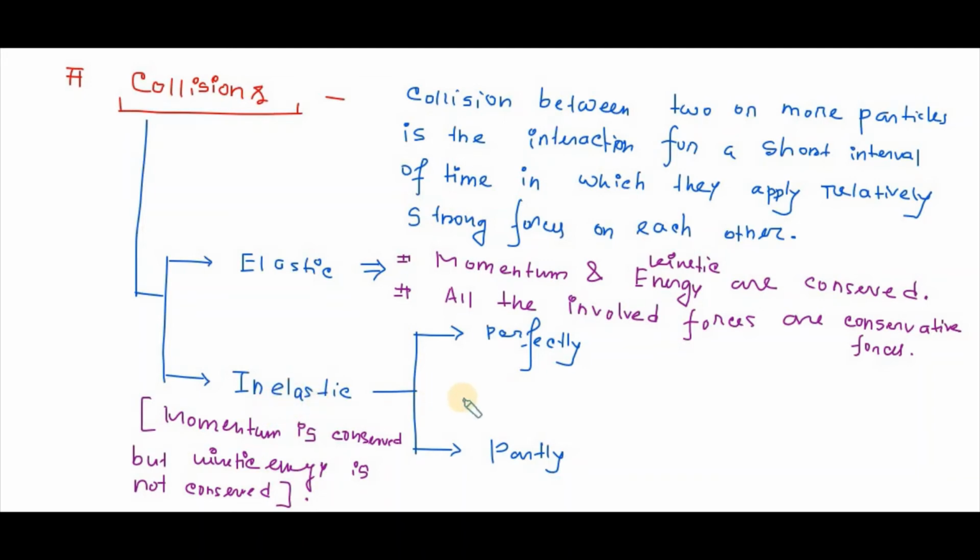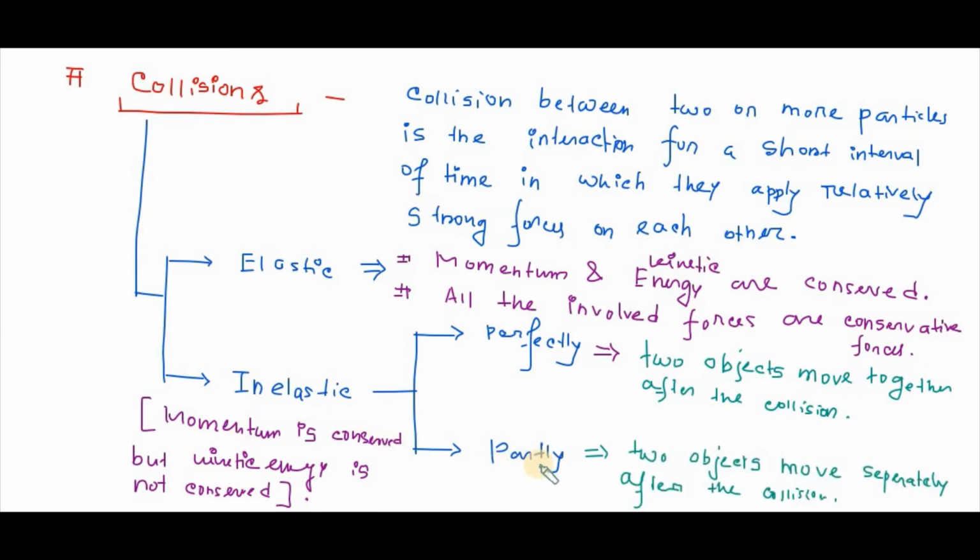In a perfectly inelastic collision, two objects move together after the collision, but in a partly or partially inelastic collision, the two objects move separately after the collision. So this is the basic difference between perfectly and partially inelastic collisions.